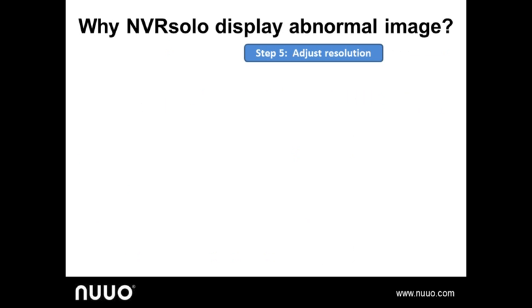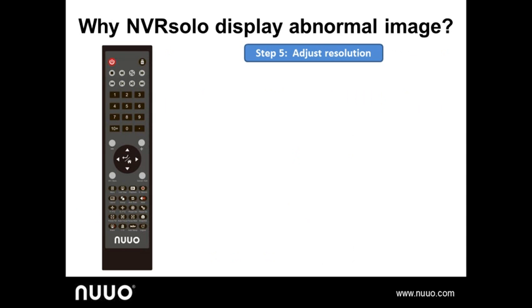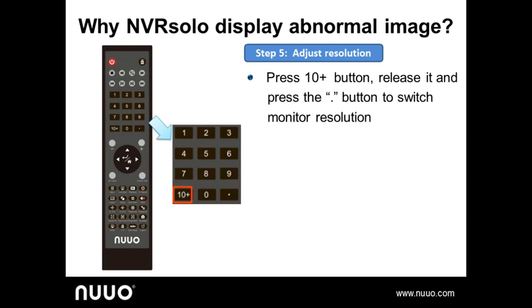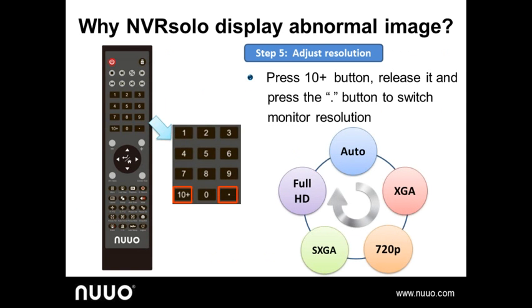And if you don't want to use the auto-detected resolution, or this issue still persists, there is a method to change the resolution through the NVRsolo remote controller. Please use the remote controller to press the 10 plus button, release it, and press the point button to switch the monitor resolution. The switch sequence should be Auto, XGA, 720, XGA, Full HD, then back to Auto.